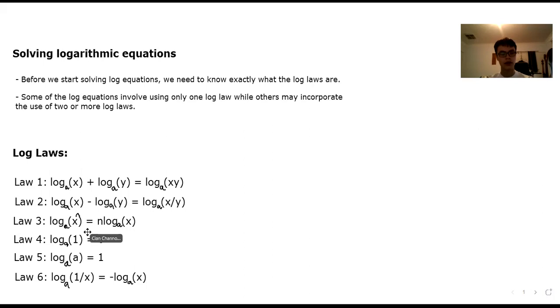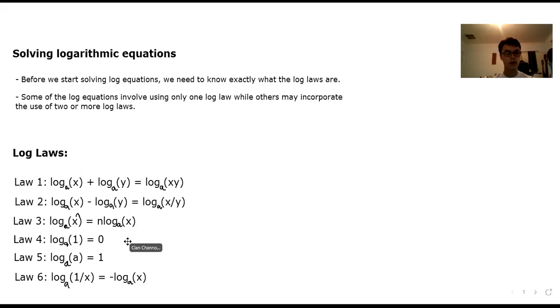Log law number 3 states that the logarithm of a number with a power on top with a certain base equals the power times the logarithm of that same number and that same base. For instance, we have the logarithm of x to the power of n to the base a equals the power n times log x to the base a. So hopefully this should make sense.